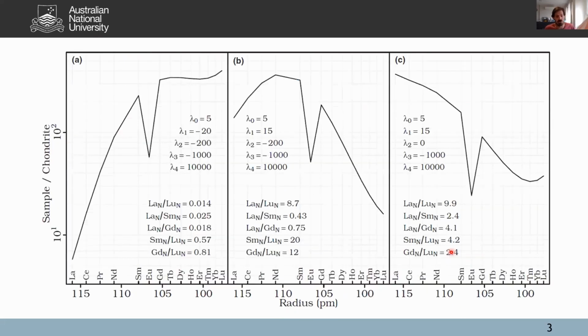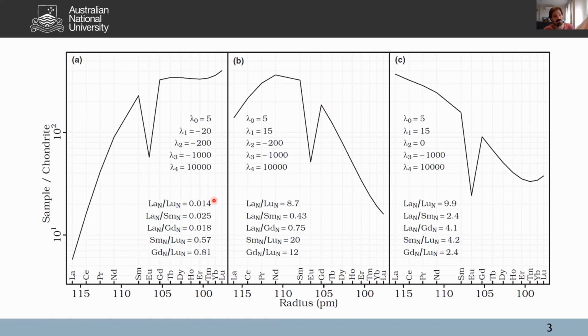For example, what some people do is combine those with the ratio of the elements at the extreme ends with something in the middle. For example, you can have lanthanum over lutetium and then lanthanum over samarium. And then by looking at those two numbers, it gives some kind of indication of the curvature.